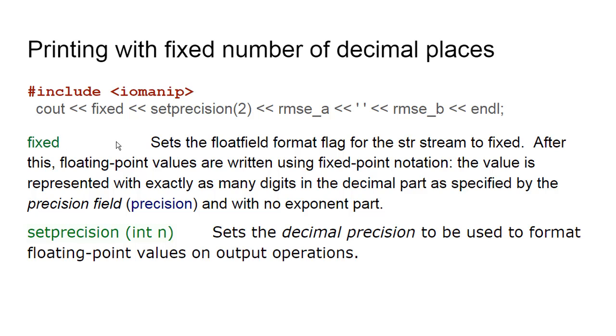So fixed will tell the cout stream that when you print a floating point number, you print it in a format that fixes the number of decimal places, so the number of digits after the decimal point. And setprecision tells it how many decimal places we want. So by using this, we are printing output that has exactly 2 decimal places.